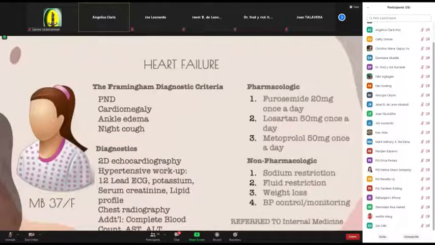So for this patient, I gave furosemide 20 milligrams once a day, losartan 50 milligrams once a day, and metoprolol 50 milligrams once a day. For the non-pharmacologic management, I advise sodium restriction, fluid restriction, weight loss, and BP control and monitoring. This was referred to internal medicine.